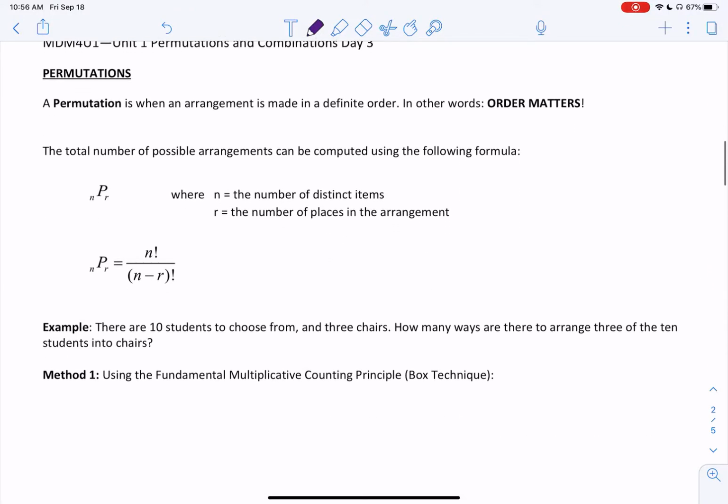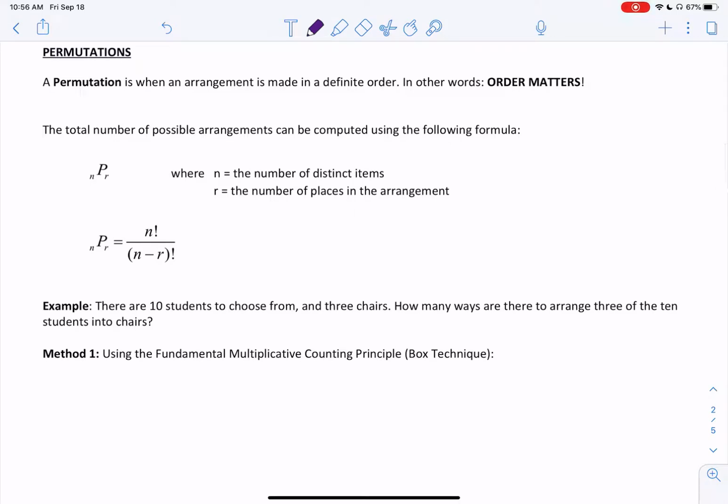So that brings us right to permutations. And a permutation is when an arrangement is made in a definite order. So in other words, our order matters. The order of those questions makes it different than a different order, right? If I had question 1 and 2 swapped, that would be a totally different situation when we're talking about permutations.